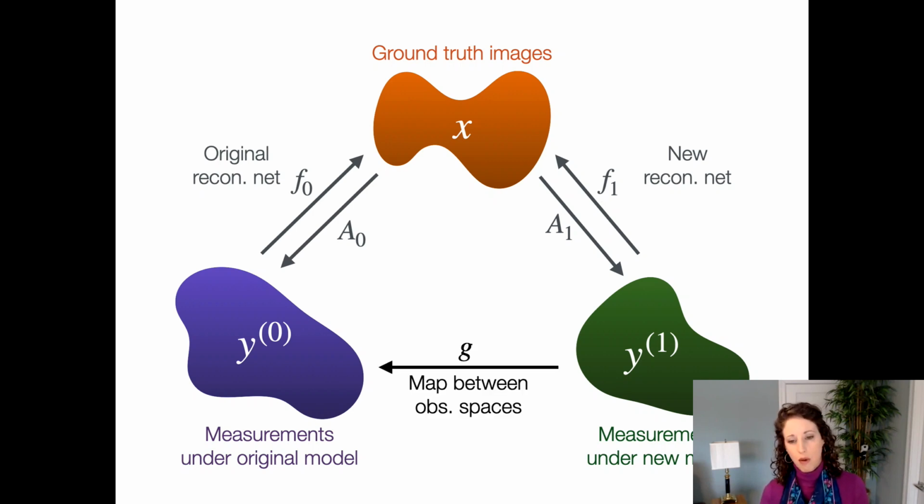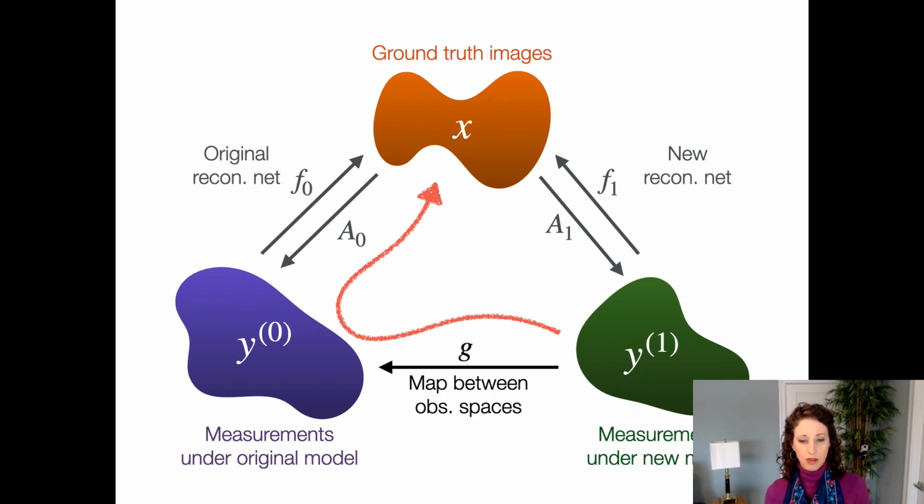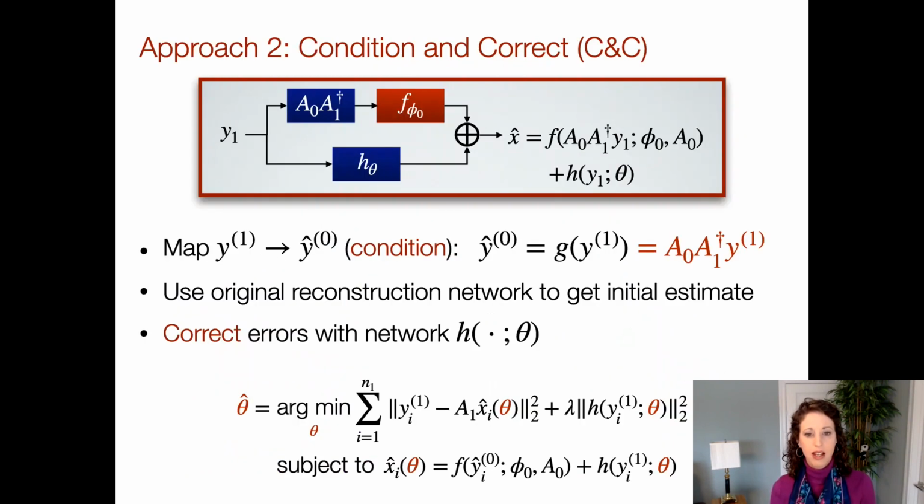So in order to do that, we could imagine that we could find some mapping, let's just call it G, that could take us from our new measurement space to our old measurement space. And if we could do that, then we could use this network that we've already trained in order to do the reconstruction. So we could take this sort of more circuitous route from our new measurements to an estimate of the image. And this is the idea behind our second approach, condition and correct.